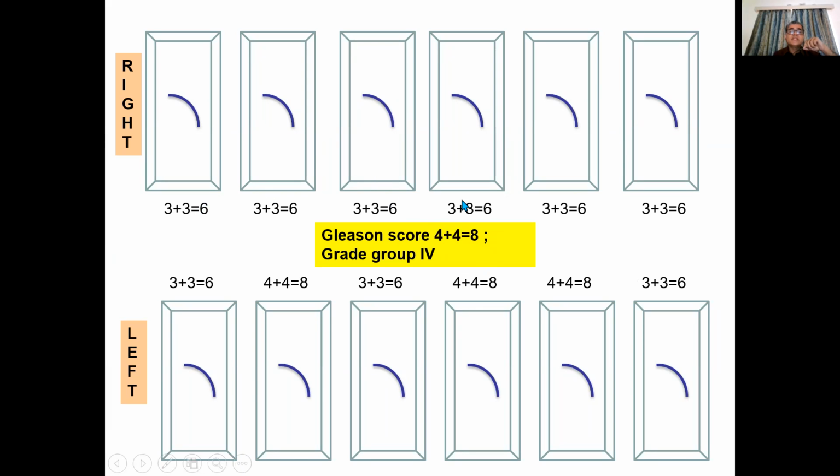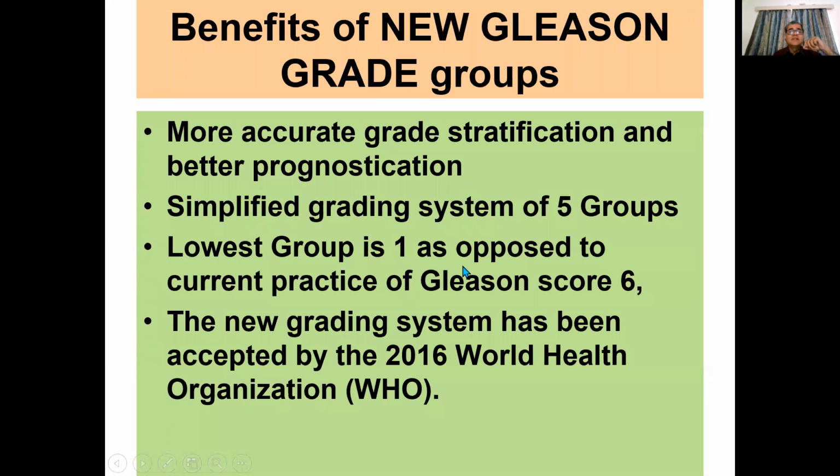Another example shows again 12 cores of a patient in which most of the cores have a Gleason score of 3 plus 3 = 6, but then there are a couple of cores in which there is a 4 plus 4 pattern and the Gleason score is 8. The patient would accordingly be placed in grade group 4 and managed as per the highest Gleason score. So this is more beneficial. In this, the lowest group is 1, as opposed to the current practice of Gleason score 6. So you can tell the patient that you are at the lowest end of the spectrum. So the Gleason score of the patient's prostate biopsy is 6. You can tell him that you are at the lower end of the spectrum.